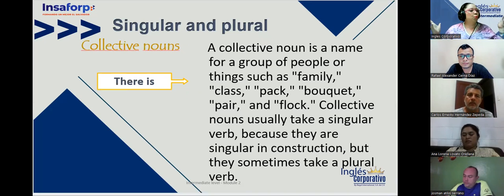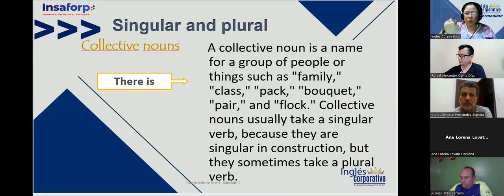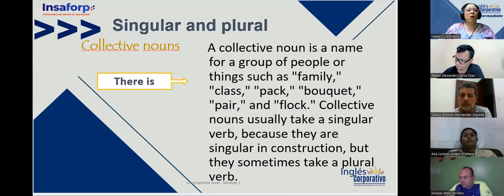A ver, next, we have collective nouns. Este es el que más uno batalla y hay que ponerle un poquito de cuidado, ¿sí? Tenemos una lista de collective nouns, nombres colectivos, ¿verdad? Que se refieren a un grupo de cosas, pero es un nombre y se refiere precisamente al grupo. Muchas veces puede estar actuando como un grupo de individuos diferentes, ¿verdad? Cada uno haciendo una acción o todos haciendo la misma acción, pero nos referimos a cada individuo dentro del grupo. Entonces ahí es donde tenemos que tener el cuidado.